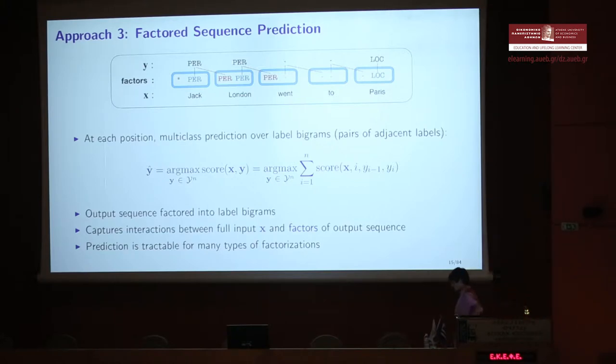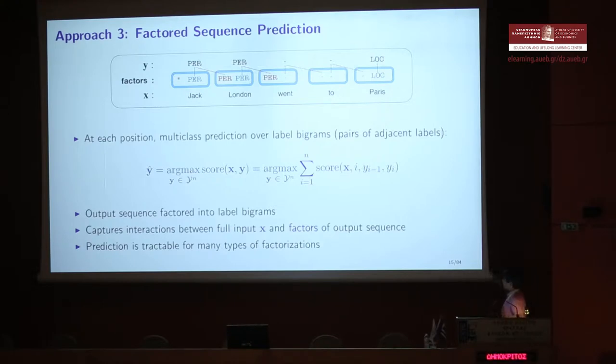So what I'm going to do here is, like in the first approach, a multi-class prediction. For each word, I'm predicting a number of possibilities. But these possibilities now take into account not only the current label, but also the previous one. So at each position, I'm predicting two labels, the current one and the previous one. Okay.